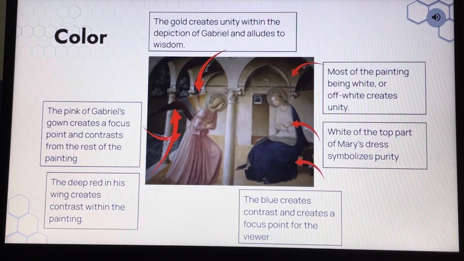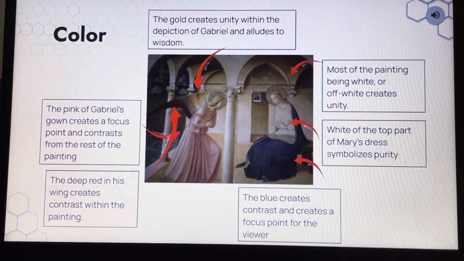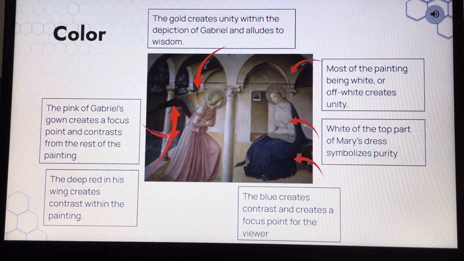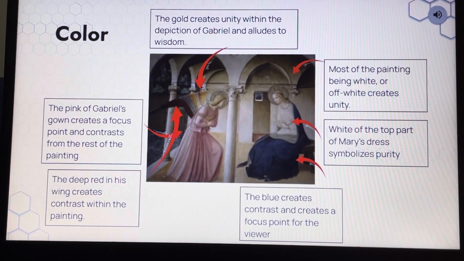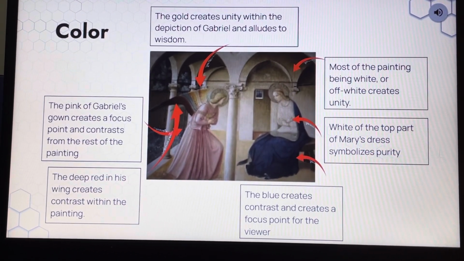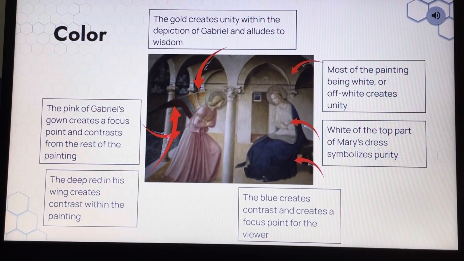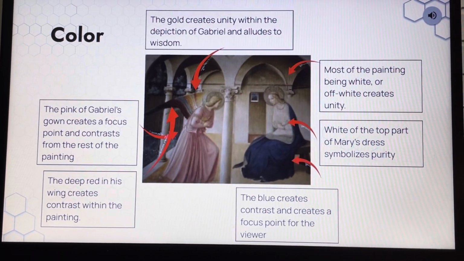This creates a focus point of the painting and causes the viewer's gaze to be drawn towards her cloak and away from the off-white hues that encompass the majority of the painting. Historically, blue is associated with royalty in the Byzantine Empire, which is commonly used on Mary's cloak, as she is the queen of the heavens and the earth.